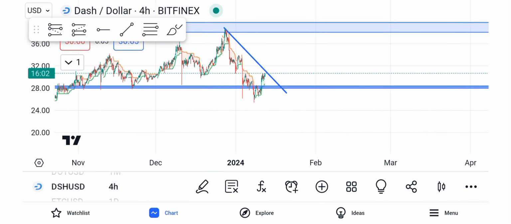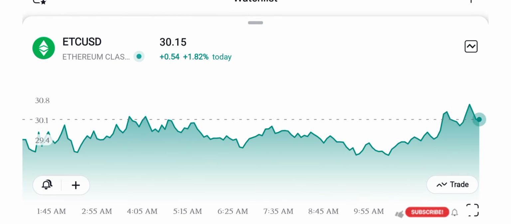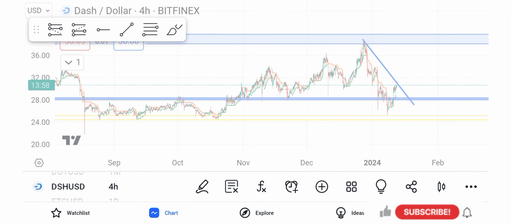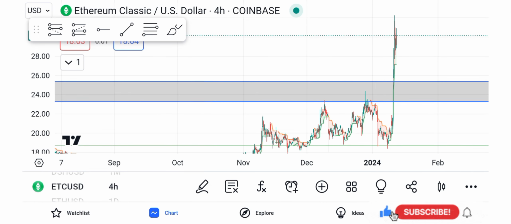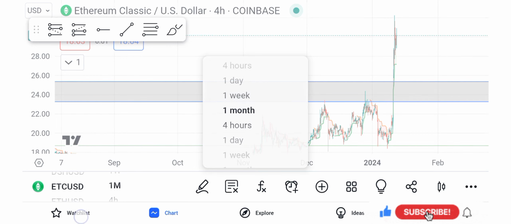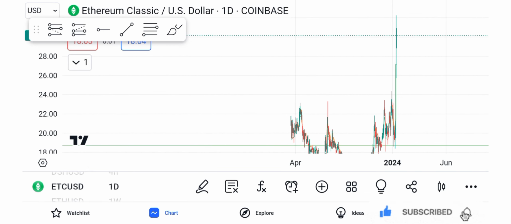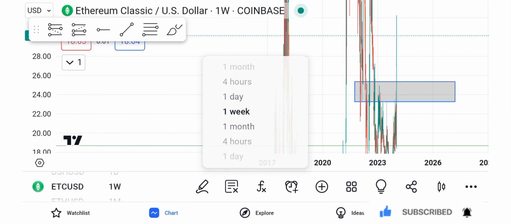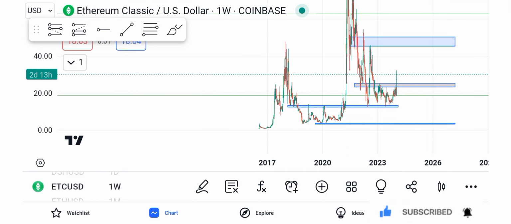Okay guys, let's look at another coin. Okay, now we'll look at Ethereum Classic. Let's go straight to the monthly time frame. Or let's just start from the weekly. The monthly time frame usually doesn't give us much on cryptocurrencies unless it's an old one.